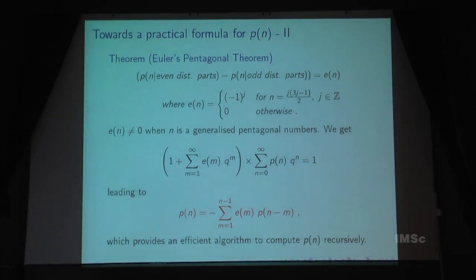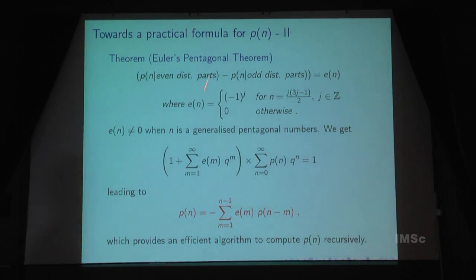This is where you can give a pictorial proof. How would you give a proof of this? You would take the Young diagram for something which has an even number of distinct parts, then do some operations on it and make it into something which has an odd number of parts, and it will fail to be a bijection only sometimes. E of n, if you wish, is the failure in some sense of it to be a bijection.